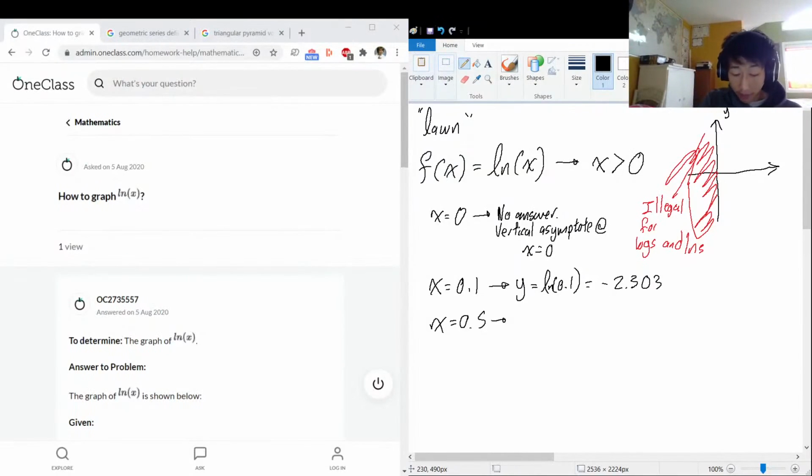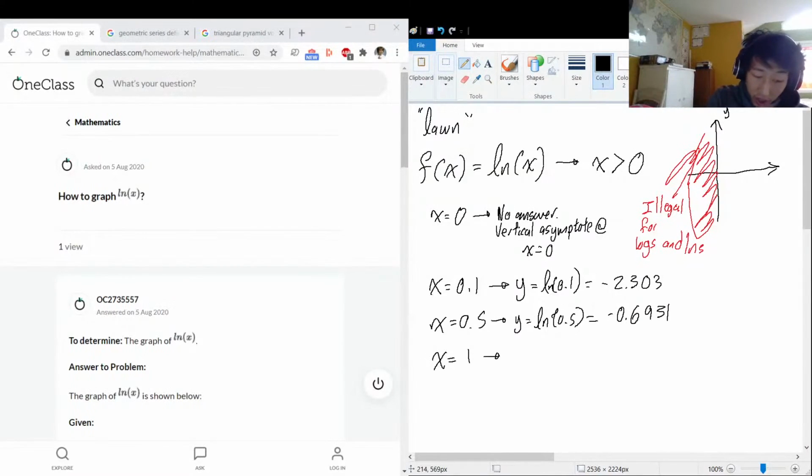So let's say at 0.5, we have the natural logarithm of 0.5. y is equal to the natural logarithm of 0.5. That is equal to negative 0.6931. Awesome. So the next one that we have, let's say x is equal to 1. Well, what's the natural logarithm of 1? That's a nice shortcut in the mind that you can remember. The logarithm, or natural logarithm, of 1 in any base is going to be 0.